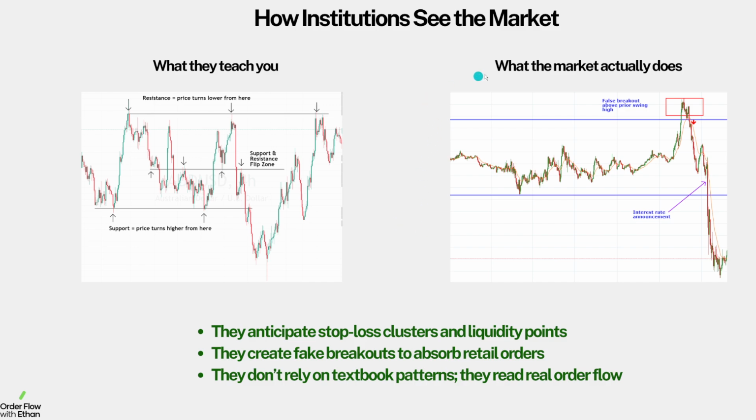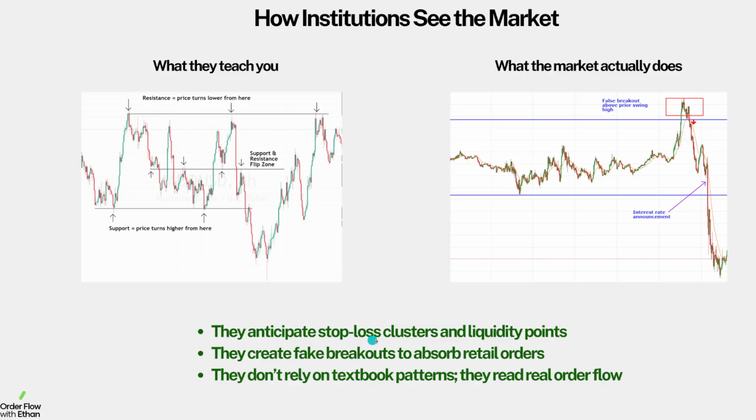So how do institutions see the market? Do you think they see it the same way as this, like false breakout, or this support and resistance flip zone, or support, which means the price is going to turn higher from here, and the resistance price is going to turn lower from here? Why? Because trust me, I know everything about the market. That's what's going to happen. Why? I mean, why ask questions? Just do what I'm telling you. Trust me, it doesn't work like this at all.